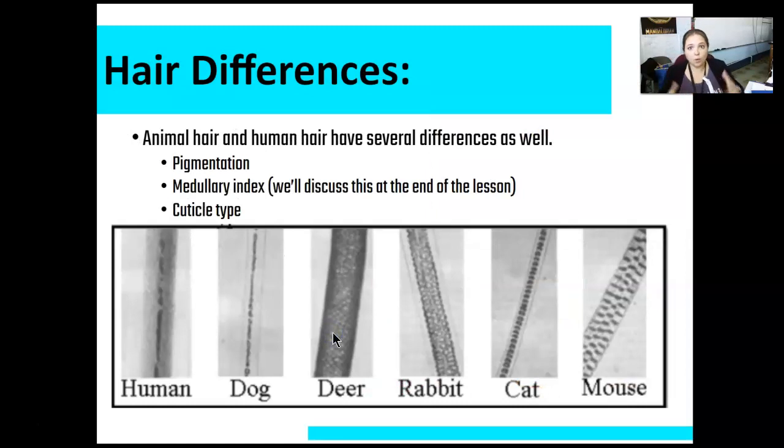On top of that, we are not the only things that have hair. Animals have hair. So there's differences between human and animals. That includes pigmentation, what type of color it is, the medullary index, which we'll discuss in a little bit, and cuticle type. So looking at this, look at the medullas on each of these. Like you can't even see the deer's. It's almost black. And then this has like curlicues. This has like little spherish things. And the mouse just looks weird. And this is a human with a fragmental.